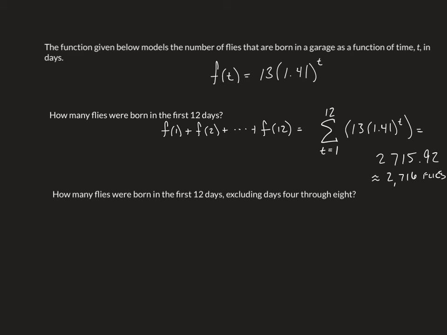However, you could look at this from the perspective that 0.92 flies is not yet a fly. So if you wanted to go with 2,716 here, that would make a whole lot of sense.